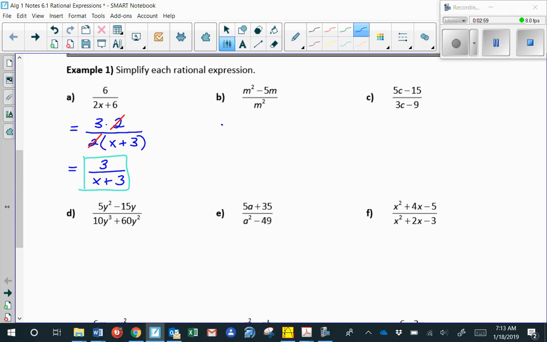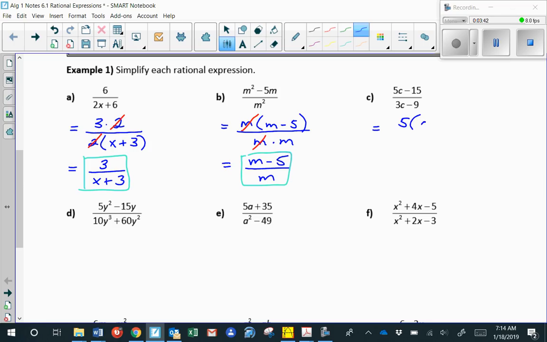In B, we can factor the numerator. There's a common factor of m. And then we can also factor the denominator. M squared is written in expanded form, m times m. Cancel those common factors of m, and then the fraction that's left is m minus 5 over m. Again, notice that we're not going to cancel the m's, because m is a factor of the denominator, but it's not a factor of the numerator because there's a minus sign that follows it.